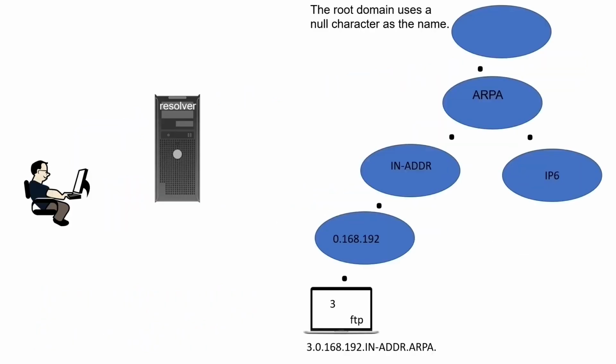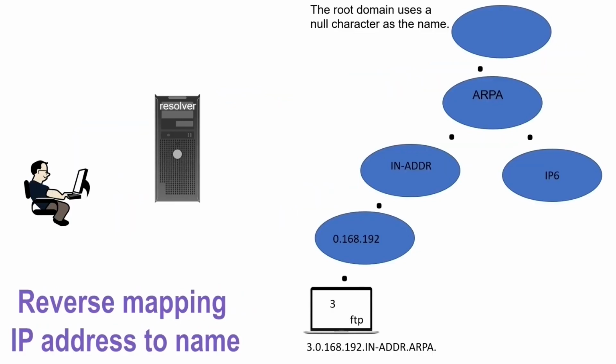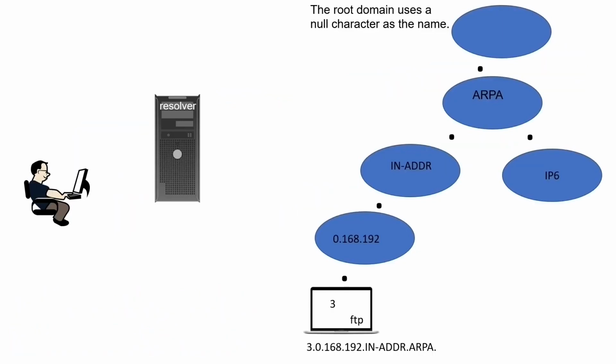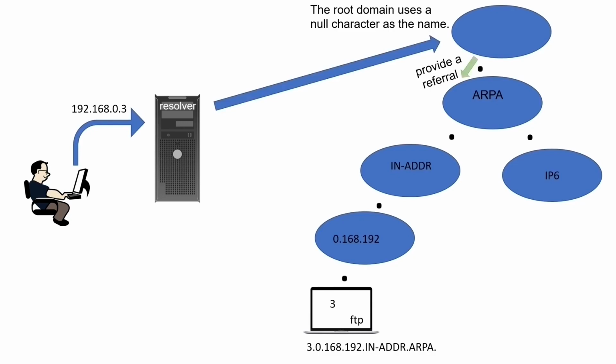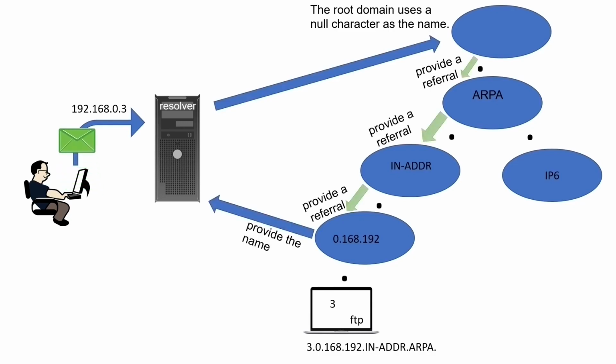In reverse mapping, a resolver system resolves an IP address with the name. Suppose the resolver system wants to know the name of the IP address 192.168.0.3. For this, it follows the same steps it uses in forward mapping. It sends the first query to the root name server and follows the referral until it gets the answer.